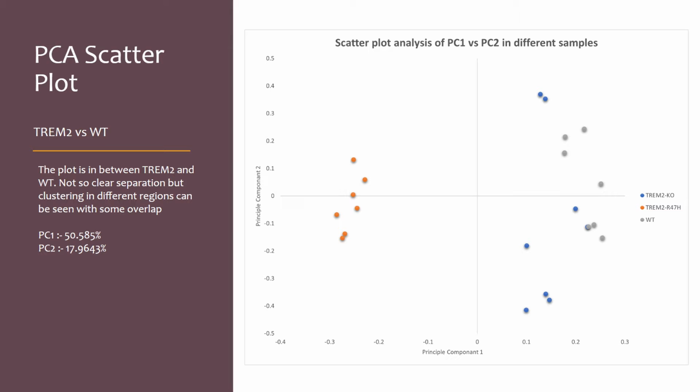Now in here I would like to draw your attention towards the TREM2KO type of variants, which is very differently grouped from the TREM2R47H and the wild type, which are grouped together. So that is an interesting finding in the paper. I have written in the results also, and we have worked on that too.